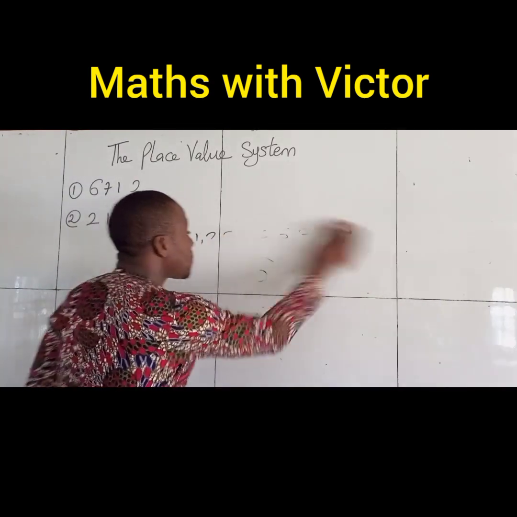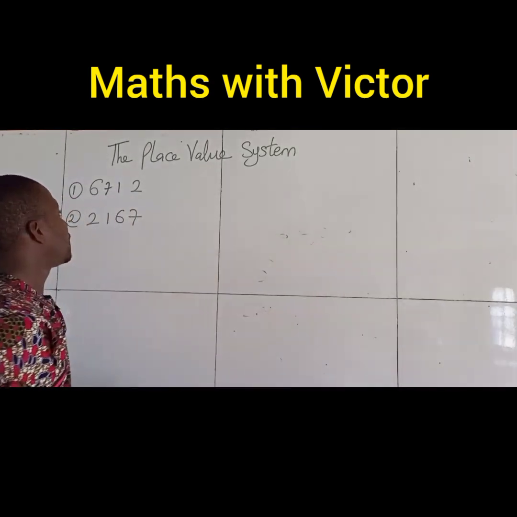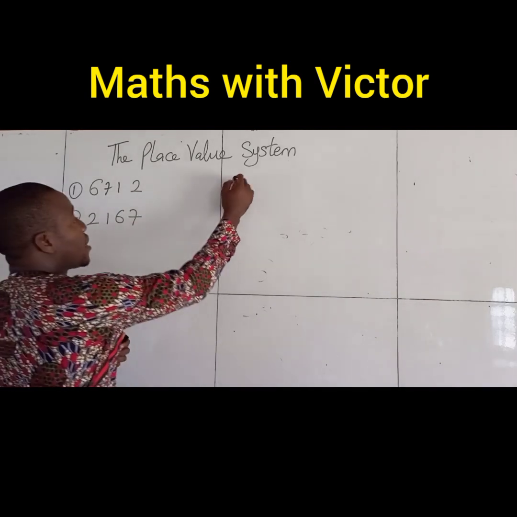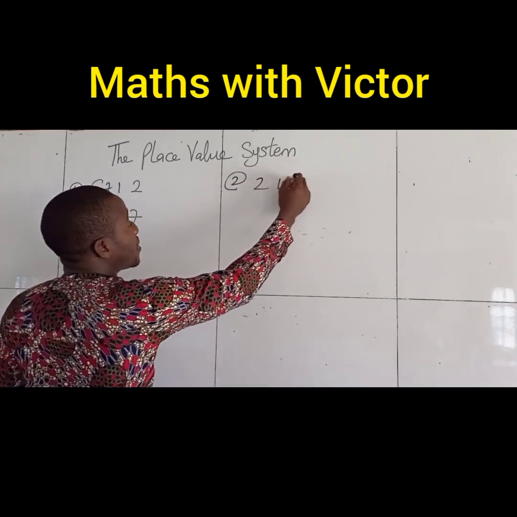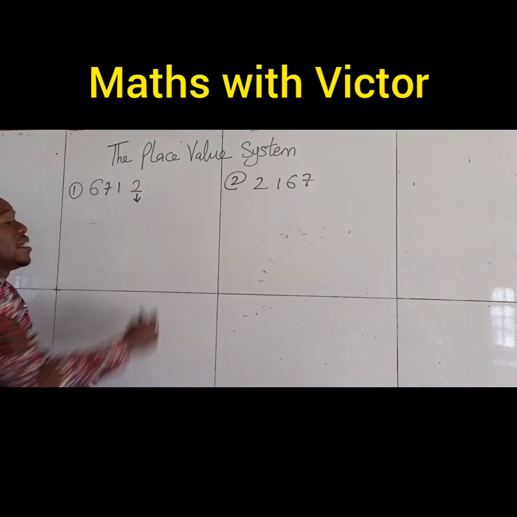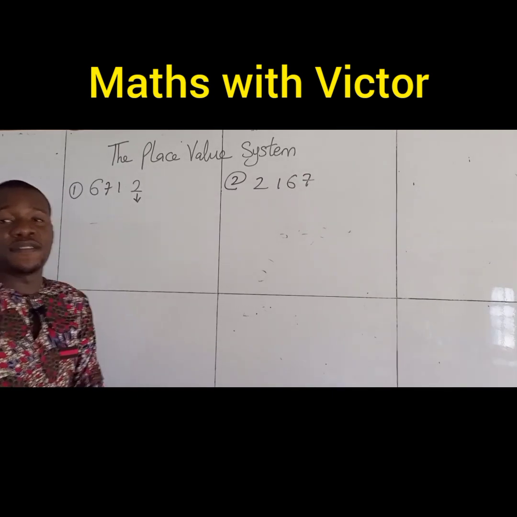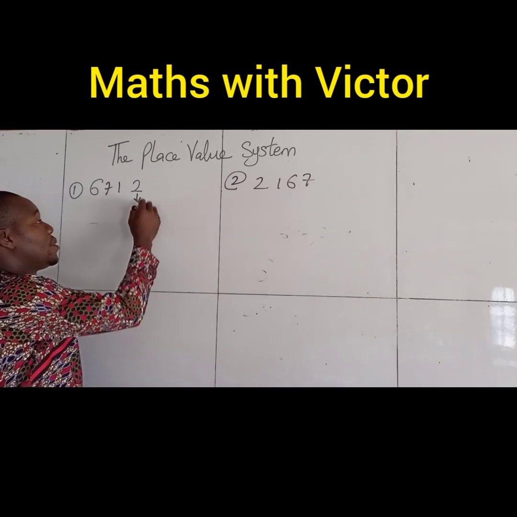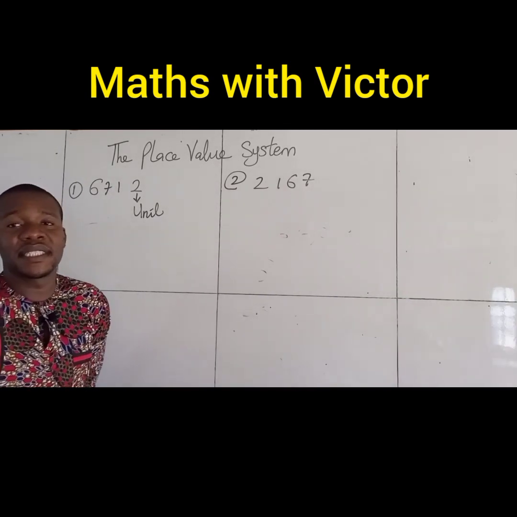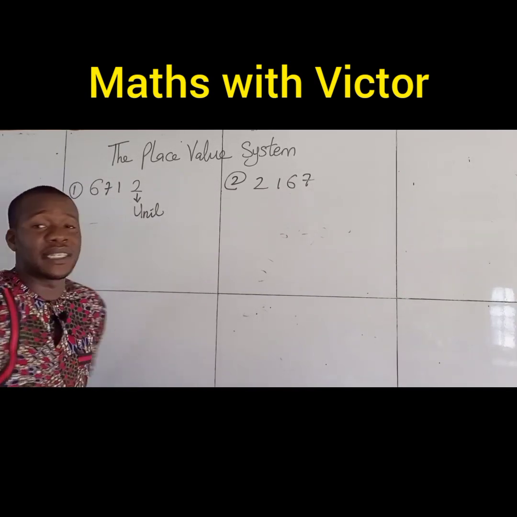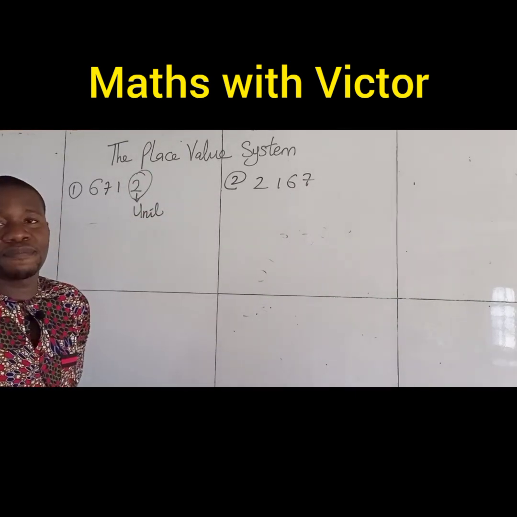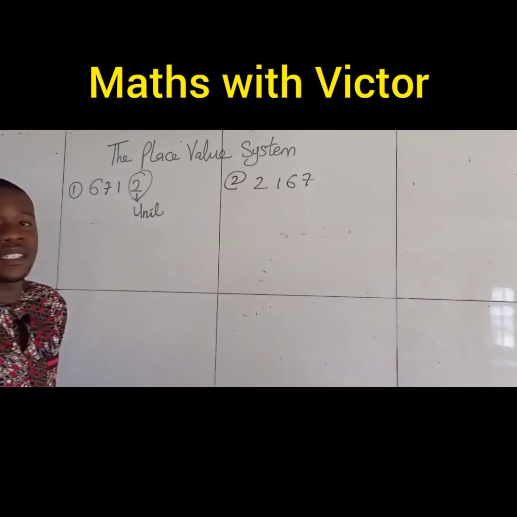All right. So when we talk of 2, the last number here, can I just quickly write this here? 2,167. The last number here, 2, is in the value we call the unit. The unit. Unit means 1. So we can multiply 2 with 1, and that still gives you 2. That means this number is 2. That digit is 2.